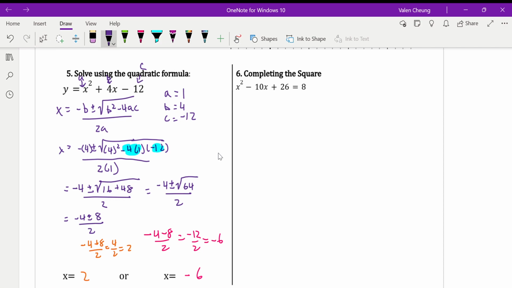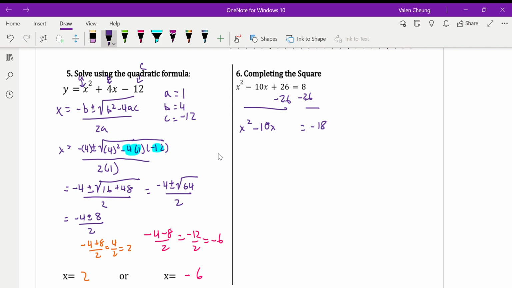Okay, first step in completing the square. You want your x squared term and your x term on the left, and you want the constant on the right. So what I'm going to do is subtract 26 from both sides. That's going to give me x squared minus 10x, and then that's going to be equal to negative 18. So let's make sure this is a 10.